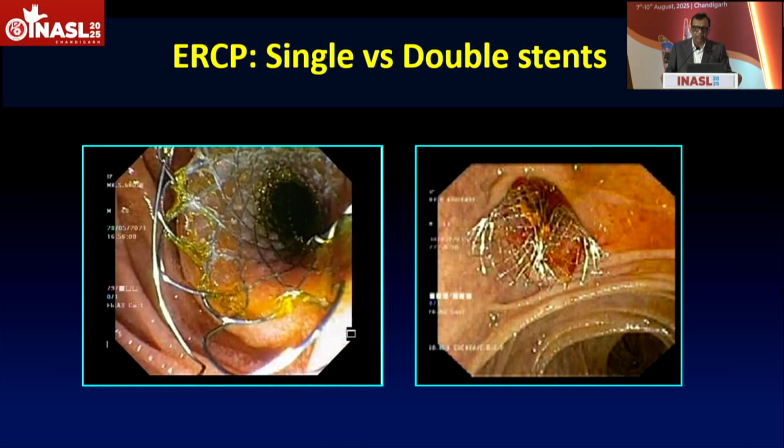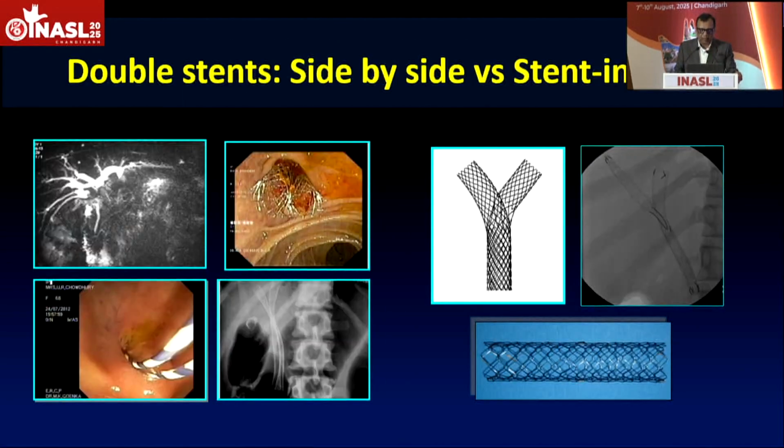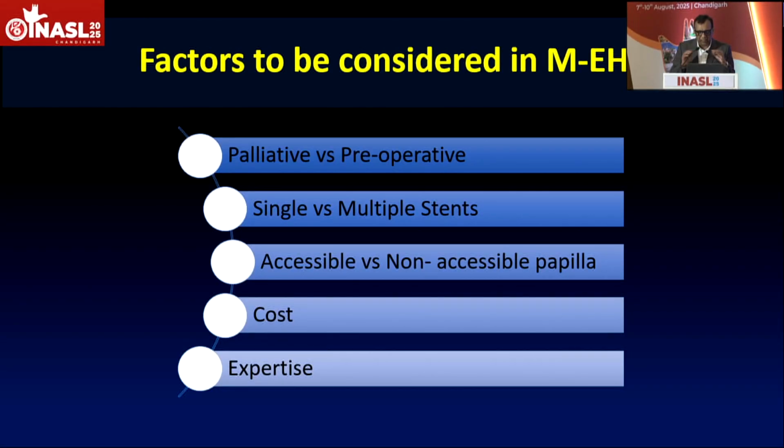Now, ERCP we have been performing for almost 40 years now, and there is a disclosure which I must make: I have been performing ERCP for 40 years, whereas in our unit, therapeutic EUS has been done actively for only 5 to 7 years. In ERCP, you can place a single stent or double stents. There is a controversy whether double stents should be side by side or stent in stent. There is some data that stent in stent may be slightly better than the side-by-side stents.